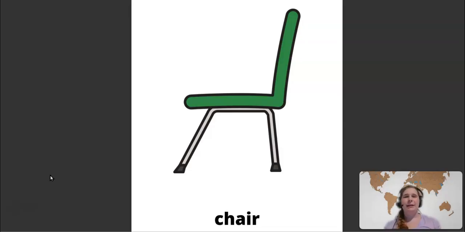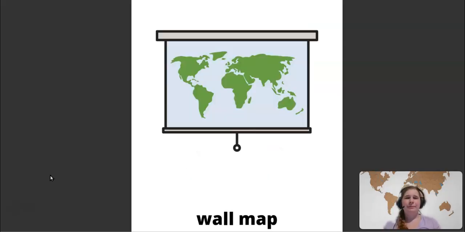Make a sentence with chair. I sit in a chair. Make a sentence with wall map. I see my home country on the wall map.